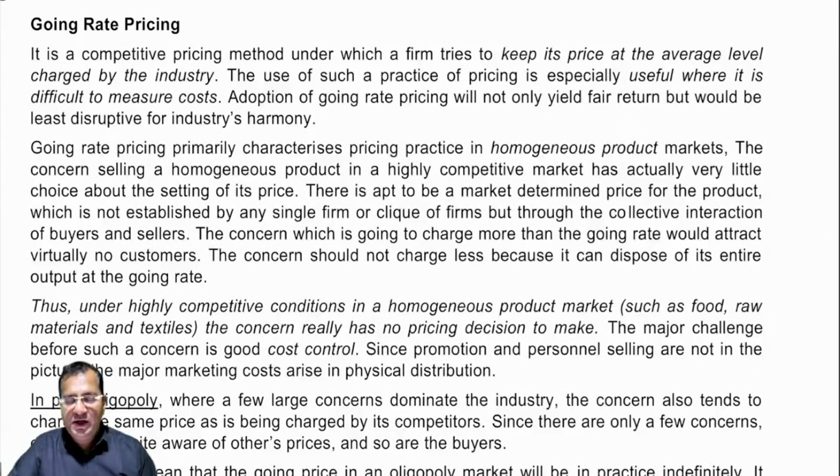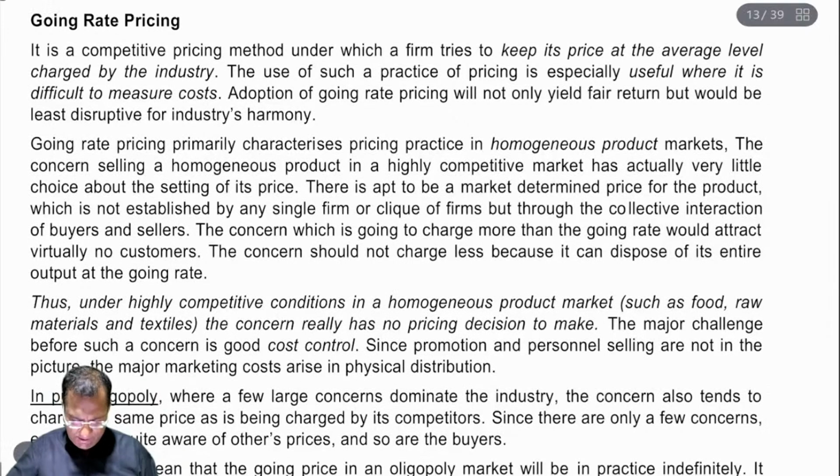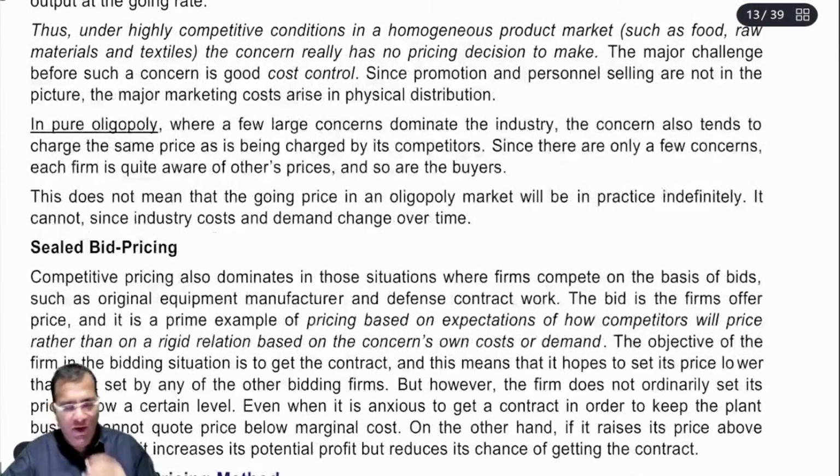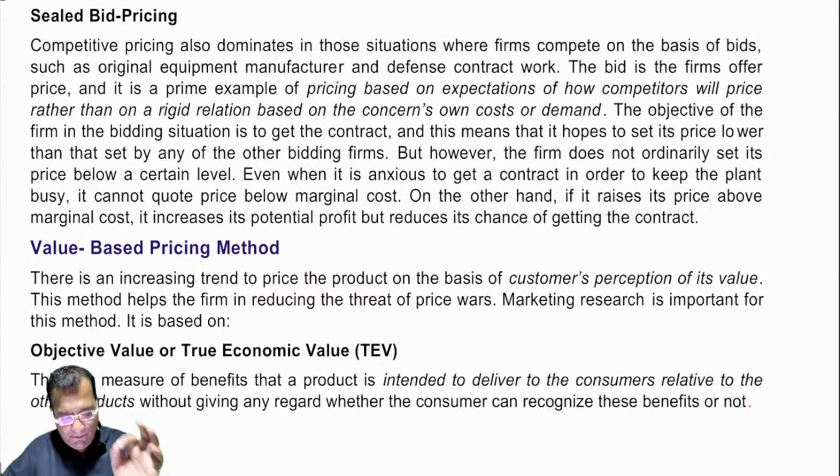This is particularly useful in homogeneous products, meaning almost similar products sold by each and every company. Okay, beta. Then write down, drop 1 or 2 lines and give the subheading fail bid pricing.